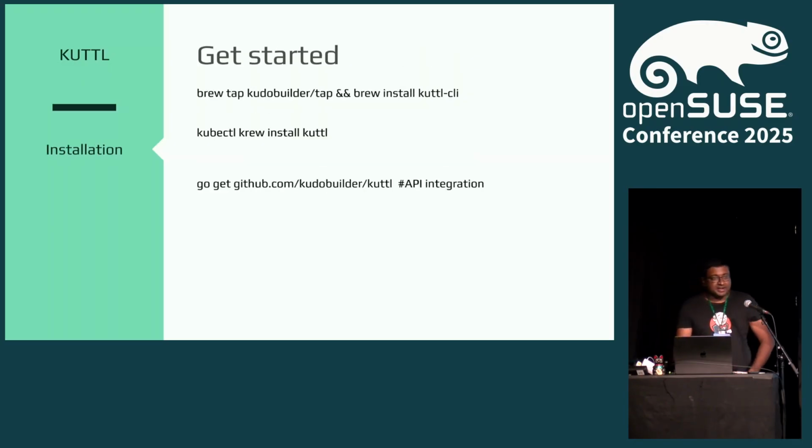So to get started, if you are using a Mac or Linux, Mac users can just do a brew install Kuttl CLI. Linux users can use kubectl krew install Kuttl. And if you are an API developer or using Go, you can still integrate Kuttl in terms of Go, GitHub, kudo-build Kuttl. My talk is more based on the CLI-based approach, okay, not on the UI-based thing. So I would ignore this API integration thing during my talk.